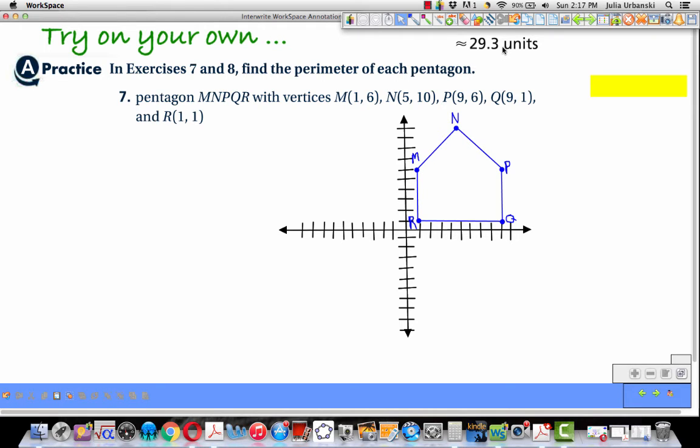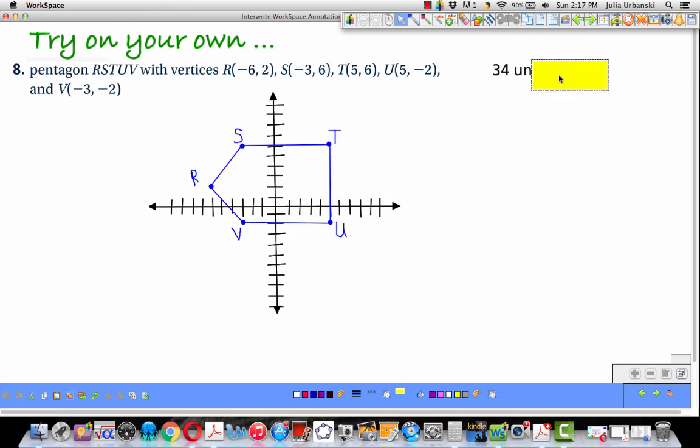When the square root doesn't come out perfectly, you round it to the nearest tenth and then you add all the pieces together. If you have questions on that one, I'll go over it with you at your tables tomorrow. And the number 8 came to 34 units. You had to use the distance formula from here to here and from here to here. If you have any questions on those, I'll come around your tables and help you with that tomorrow.